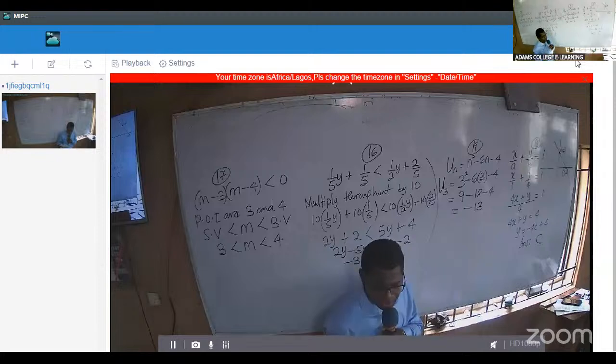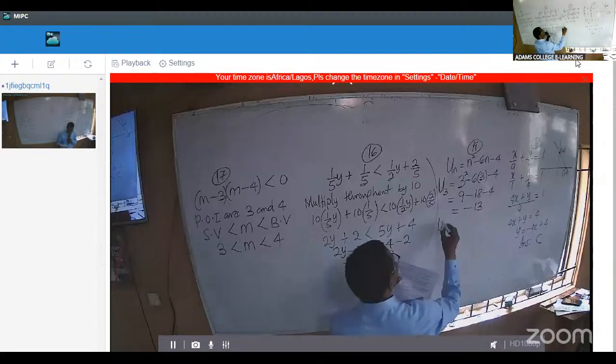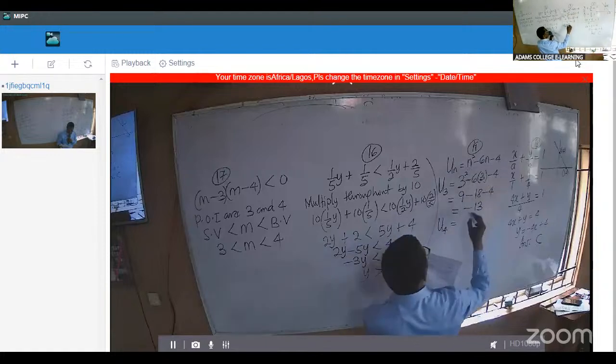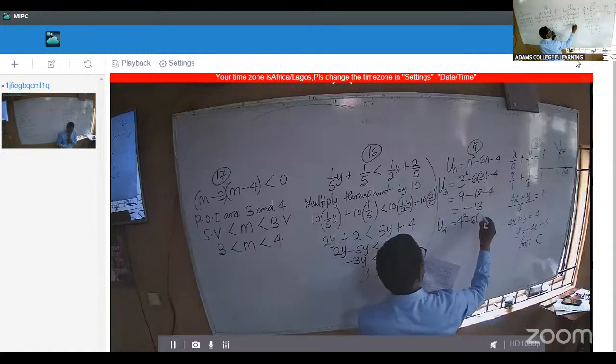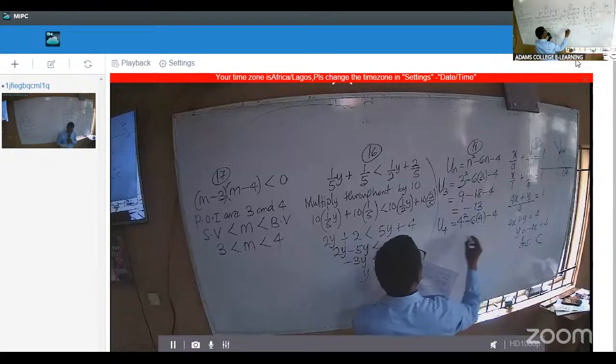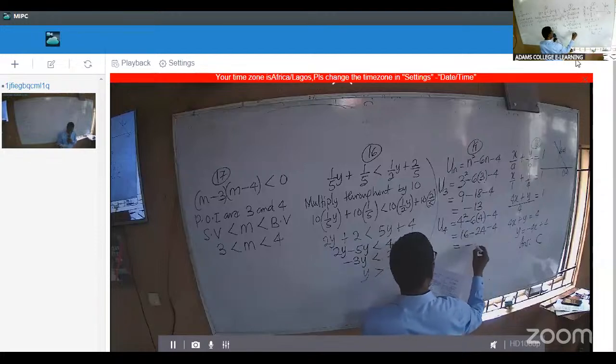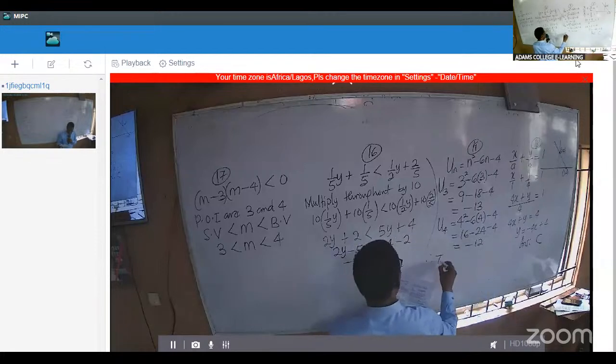Then we want to find the fourth term again. U4. Anywhere I see my n, I'll put 4. What do you have? 4 squared minus 6 into 4 minus 4. What is 4 squared? 16 minus 24 minus 4. What's that? Minus 12.